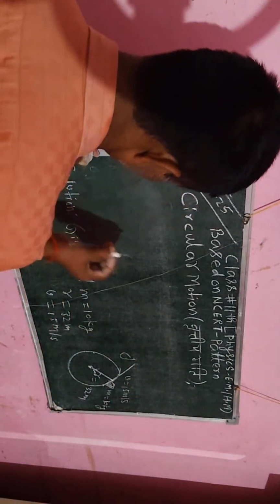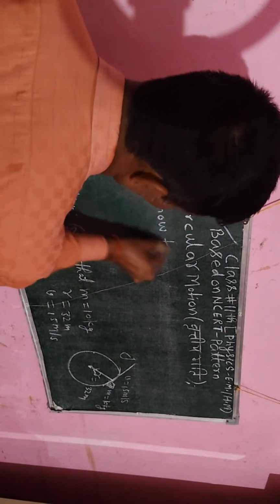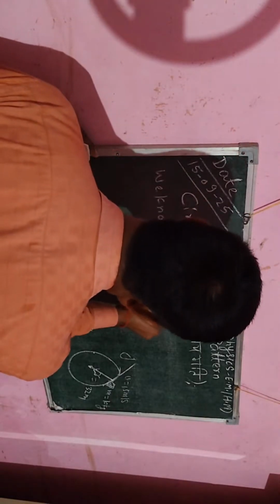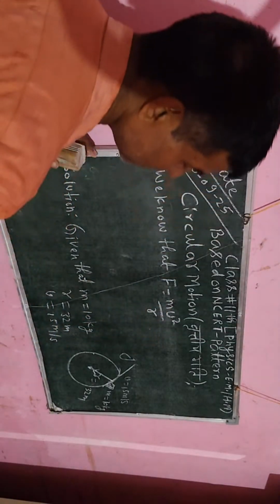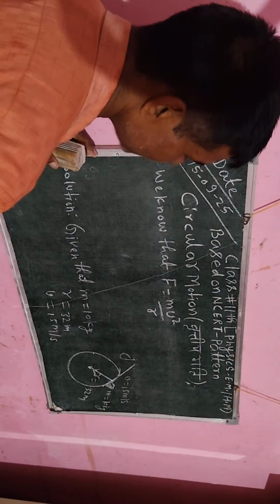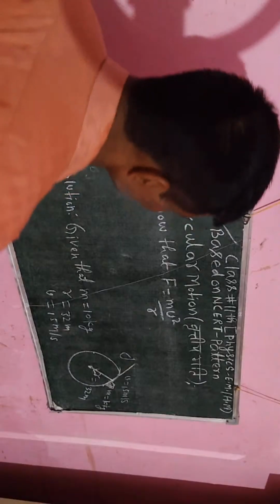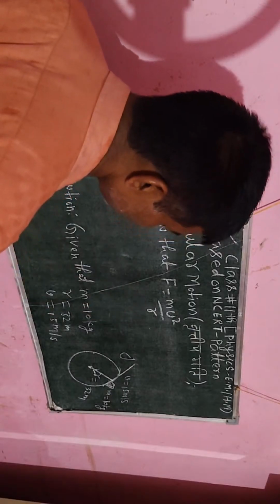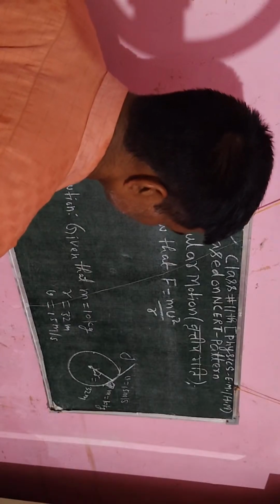So here I will write, we know that F is equal to mv square divided by r, where m is the mass of the particle and v is the velocity of the particle, and r is the distance from the periphery of the circle to the center of the circle. Its value I will substitute from here, and after substituting I will simplify. After simplifying I will get a value, and that value will be the required solution of my question.